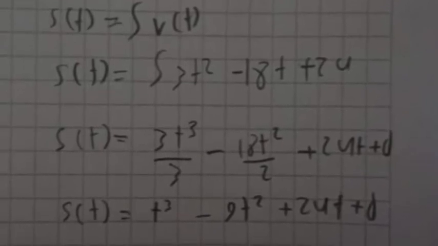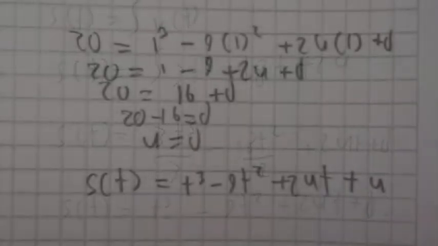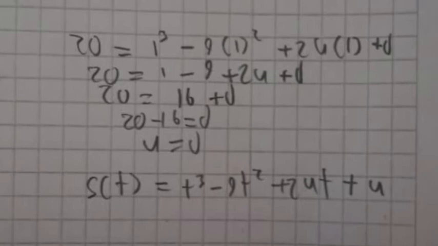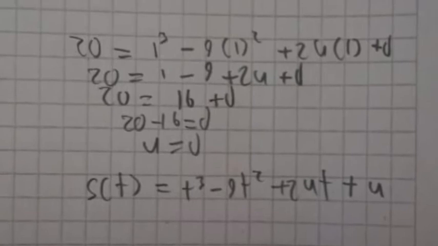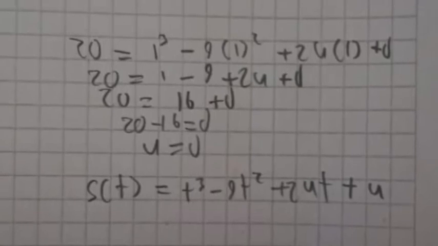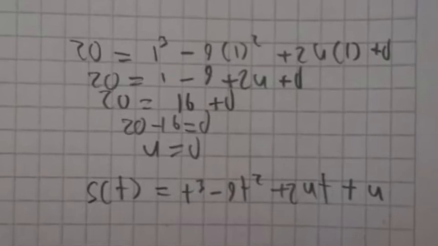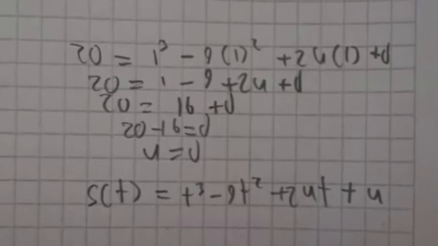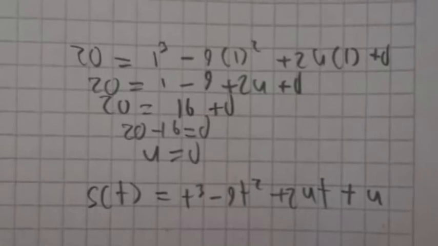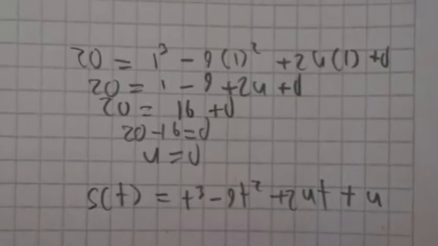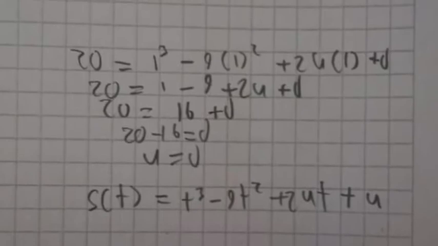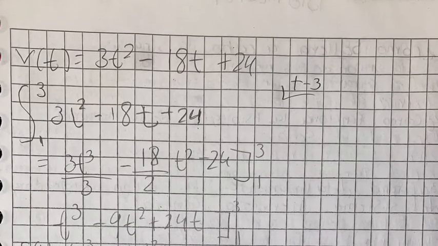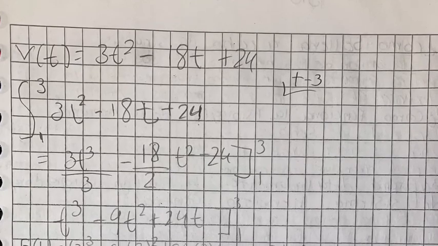To get the d, we simply substitute the values that we already have. That is 20 equal 1 cubed minus 9 times 1 squared plus 24 times 1 plus d. This is equal to 16 plus d equal to 20. Now 20 minus 16 equal to d, that is 4. So we have that the formula of the position is t cubed minus 9t squared plus 24t plus 4. The formula of the velocity is 3t squared minus 18t plus 24.